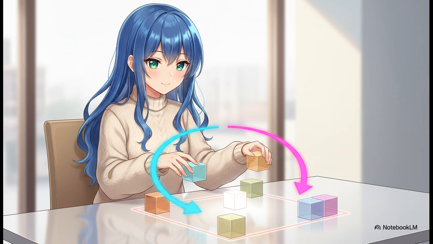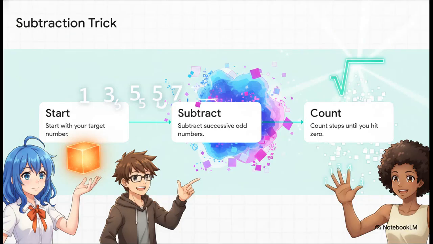It turns out, every single square number can be expressed as a sum of successive odd numbers starting right from 1. So because squares are built by adding successive odd numbers, we can find square roots by doing the exact opposite. Here's the playbook for our repeated subtraction trick.